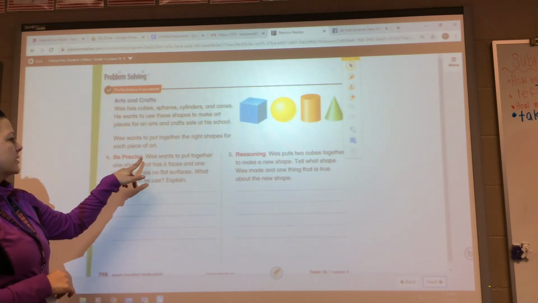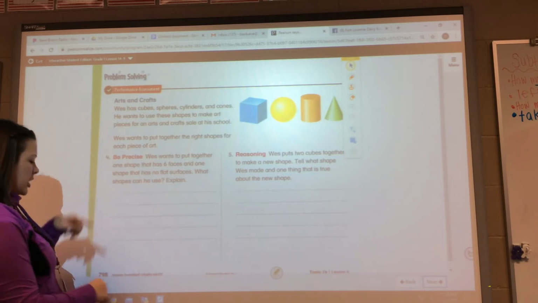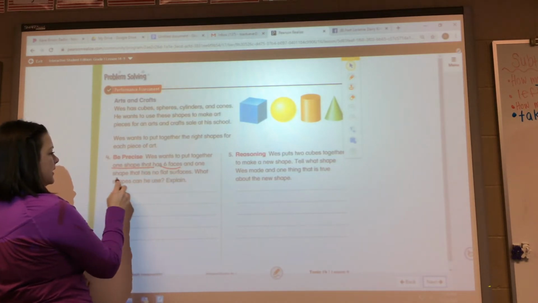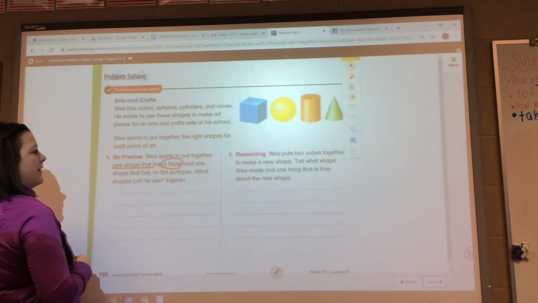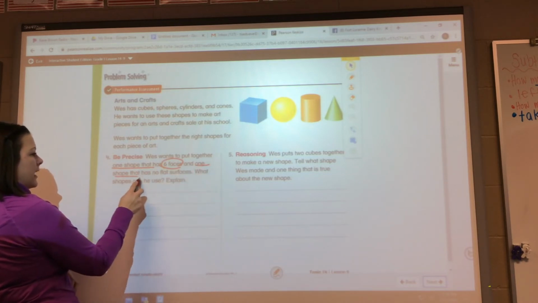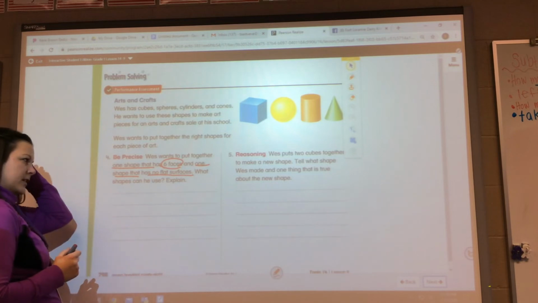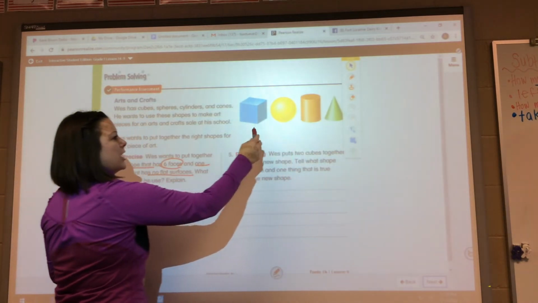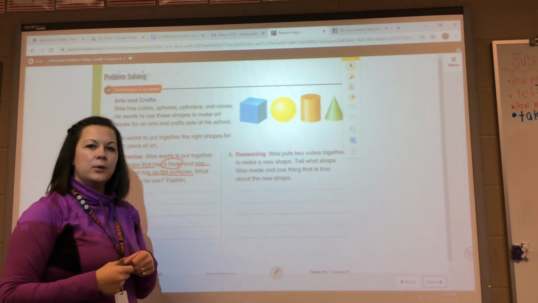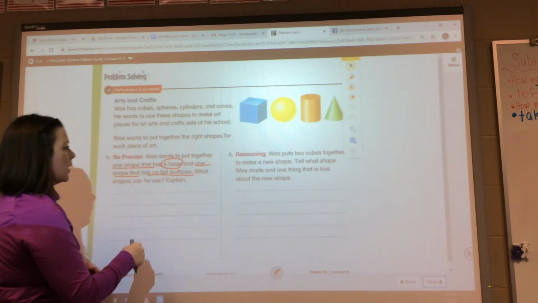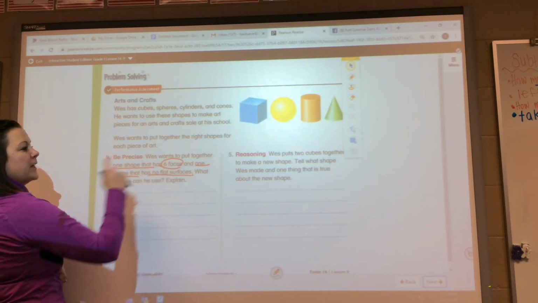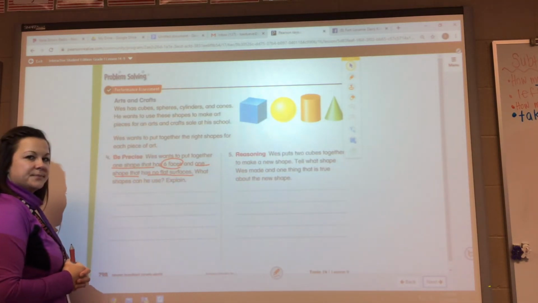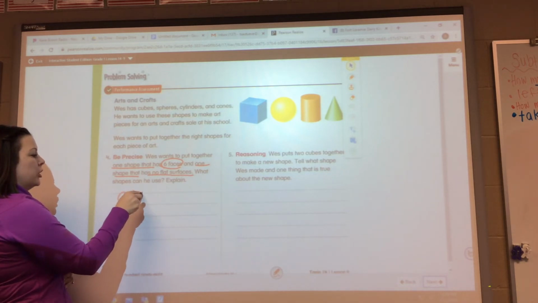All right, Wes wants to put together one shape that has 6 faces, okay? And then one shape that has no flat surfaces. Which shapes can he use? So out of these 4 shapes, what are the 2 shapes that he will be using? So let's talk about the one with 6 faces. Which of these has 6 faces? Good, the cube.